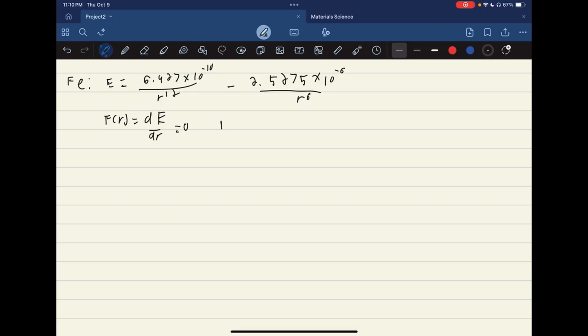So that's going to leave me with 12 times 6.427 times 10 to the negative 10th minus 6 times 2.5275 times 10 to the negative 6th, over r to the 7th and over r to the 13th respectively. And then when I solve that for 0, do the same cross multiplication, which I'm not going to show, I get r naught equals 0.2825 nanometers.